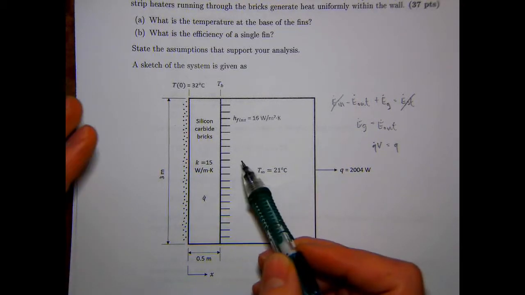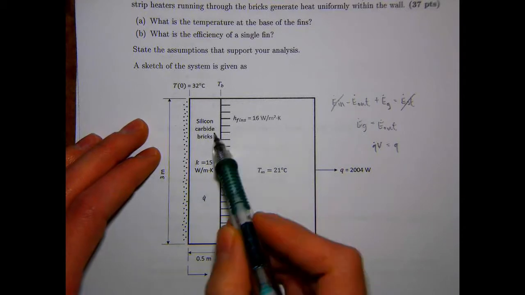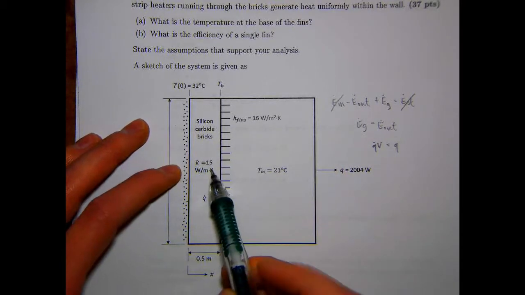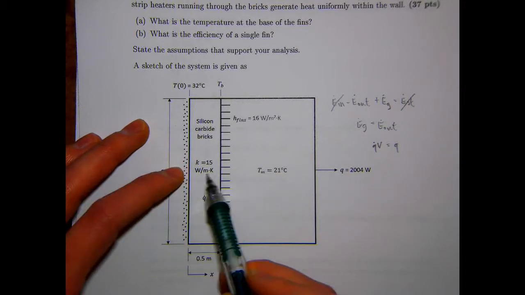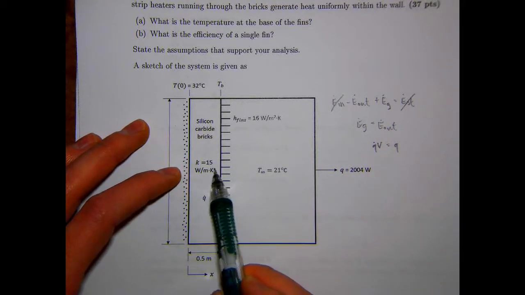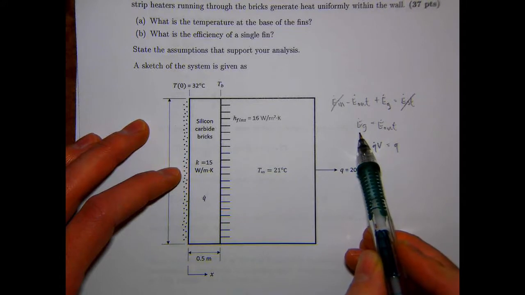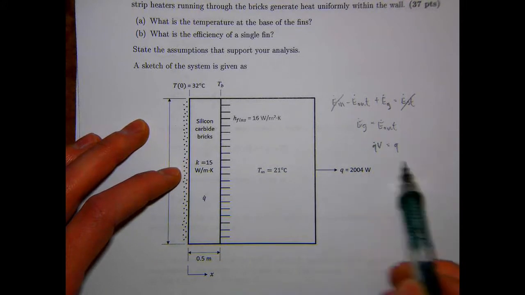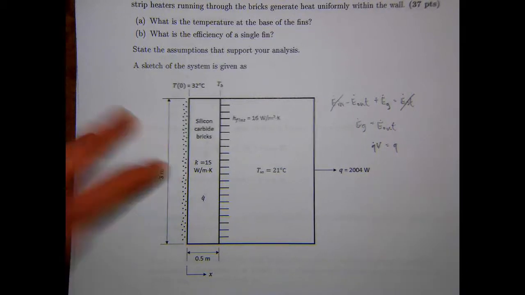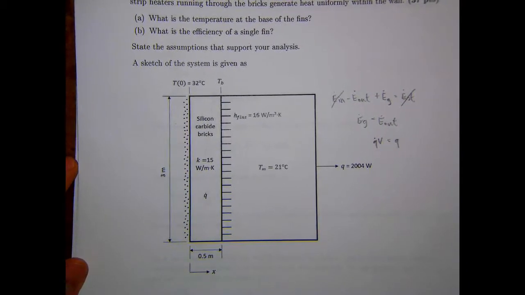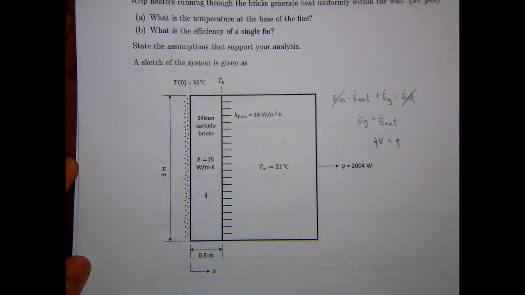And if you apply it to the inside of the wall, this side is insulated, so there's no energy in, it's steady state, so you get that energy out equals energy generated. Again, you can show that the energy generation times the volume is going to equal the energy out. So however you apply the control volumes, you get the same result.